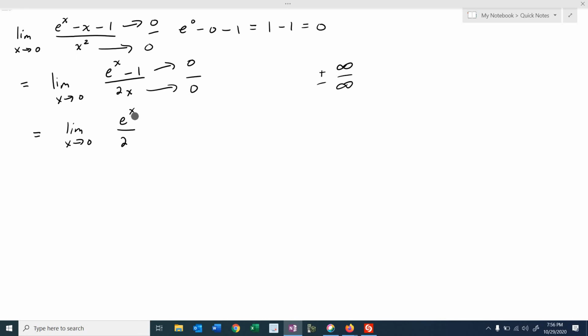Because as x is getting closer to 0, e to the x is getting closer to 1, right? E to the 0. So this is approaching 1. And of course, this is equal to 2. So by substitution, this is just equal to 1/2. And that means the original limit that we had is actually equal to 1/2.